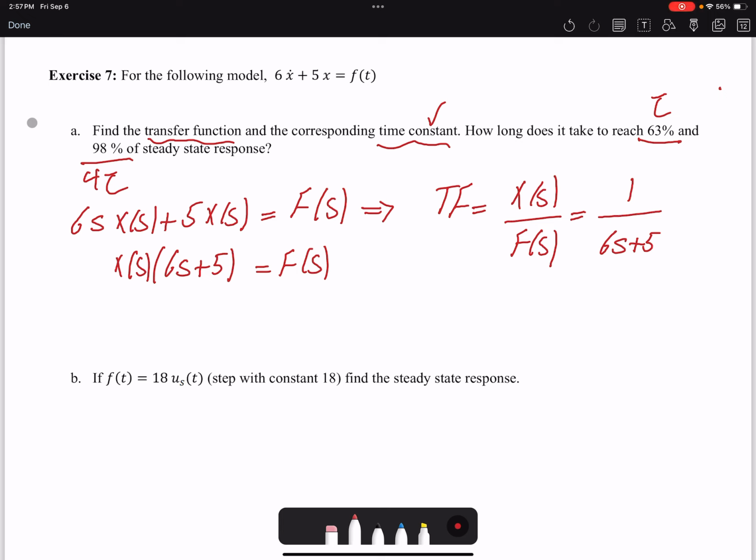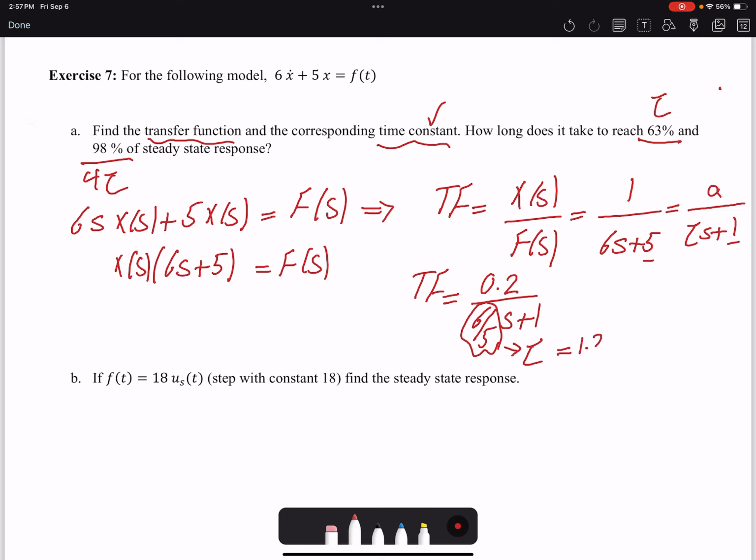We need to find the time constant. And if you remember, the template for our first order system was K over tau s plus 1. So this term needs to be 1. I can manipulate it so I would get 1 here. I just need to divide numerator and denominator by 5. So let's do that. The transfer function would be 1 over 5, or 0.2, in the numerator. This would be 6 over 5 s plus 1. Now I know this coefficient would be the time constant. Tau would be 6 over 5, or 1.2 seconds.